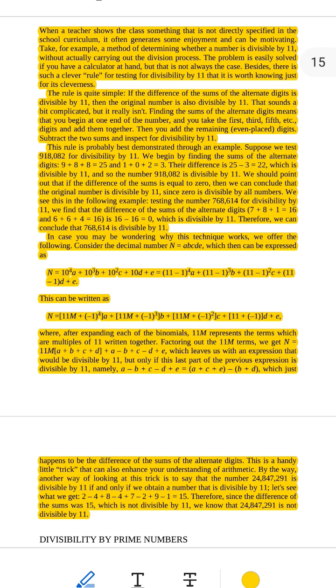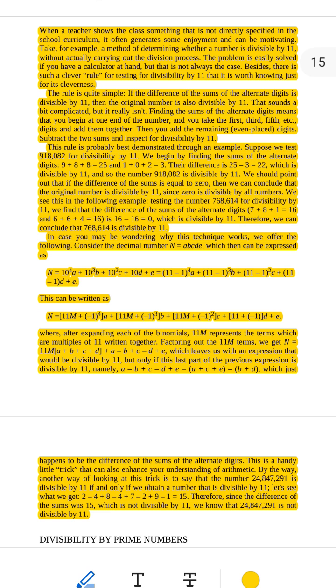Let's break down the rule for divisibility by 11 in an even simpler and slower way. We'll go through each step carefully so it's easy to follow and understand. Step 1. What does divisible by 11 mean? When we say a number is divisible by 11, it means that if we divide the number by 11, we get a whole number with no remainder. For example, 33 is divisible by 11 because 33 divided by 11 equals 3 with no remainder. Or 44 is also divisible by 11 because 44 divided by 11 equals 4 with no remainder. But 45 is not divisible by 11 because 45 divided by 11 equals 4 with a remainder of 1.